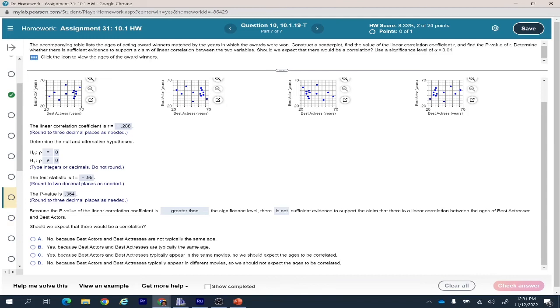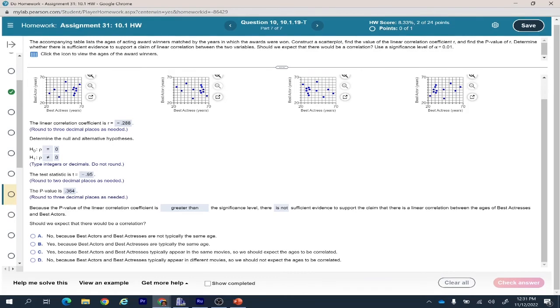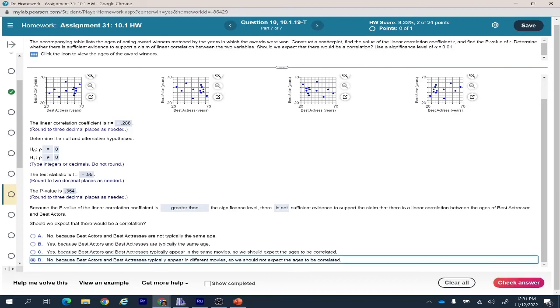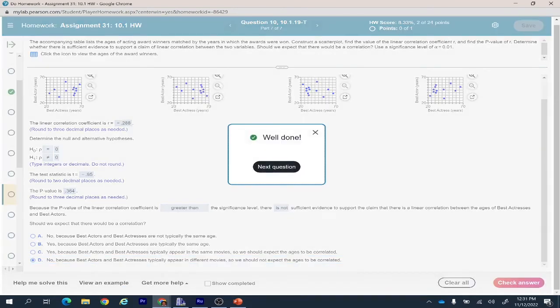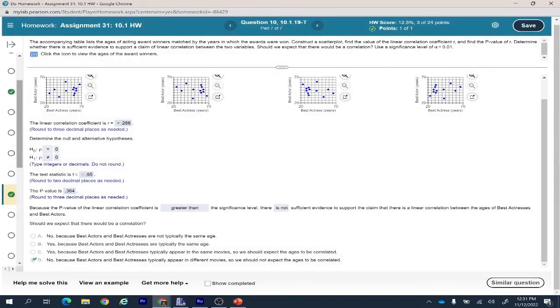Should we expect, because the p-value is greater than alpha, that there is a correlation? And the answer is no. There are two different options given, and the answer you can give is no, because the best actress and best actors typically appear in different movies, so there should not be correlation between their ages. So that is one of the answers.